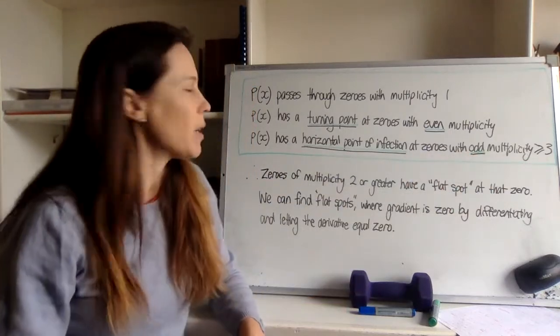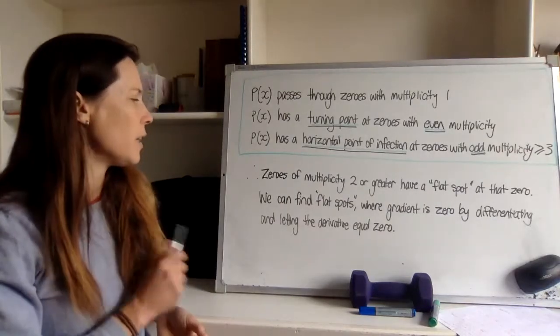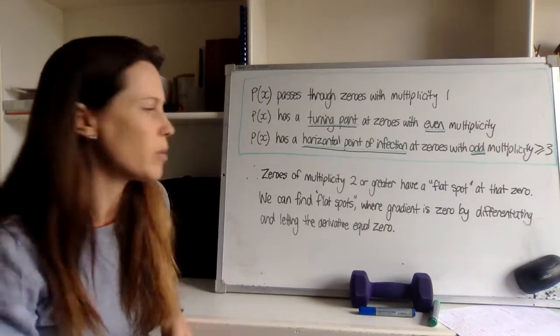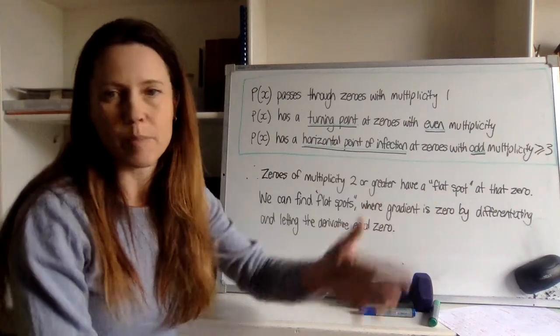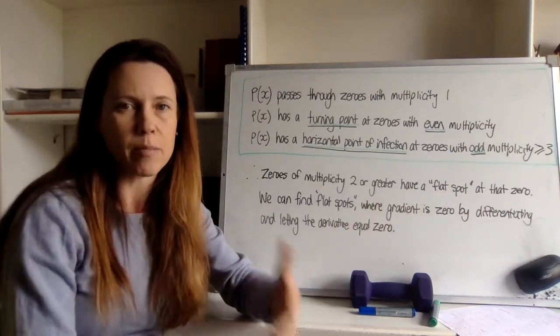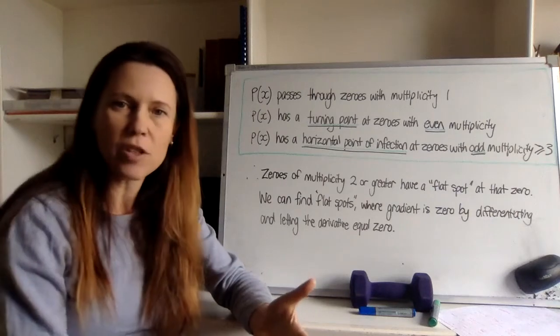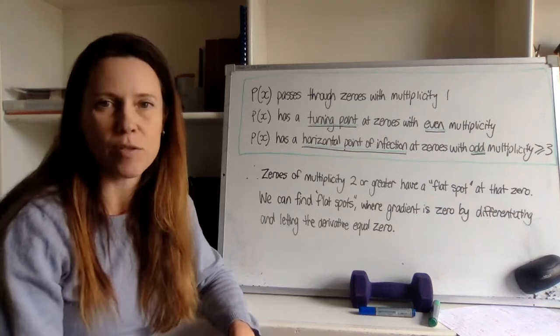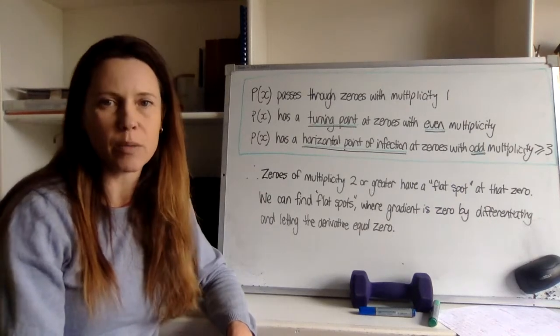So basically, any 0 that's got multiplicity of 2 or greater, or in other words, is a multiple 0, has a little flat spot right at that x-intercept, right at that 0. And we've just learned how to find flat spots by differentiating and then letting the derivative equal 0. So that's exactly what we're going to do now.